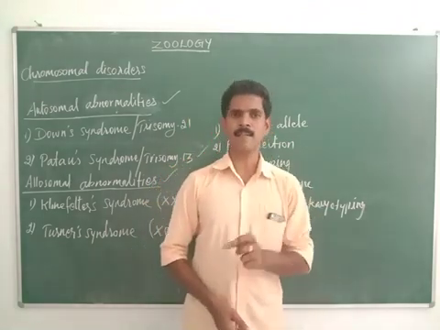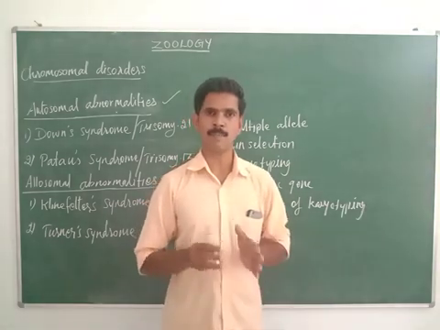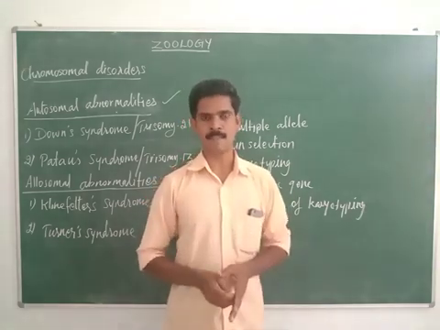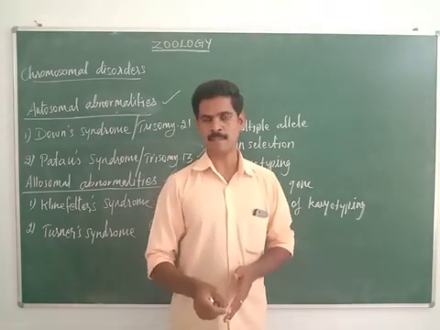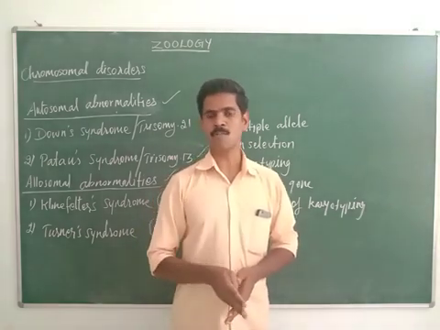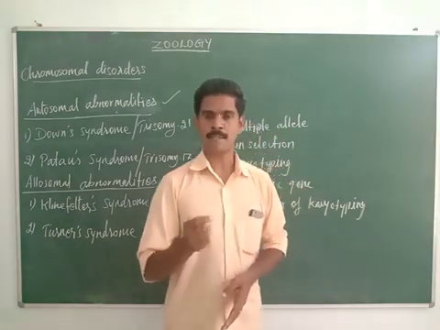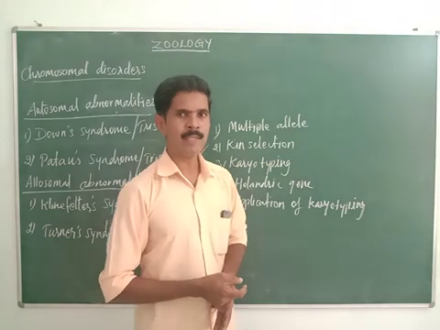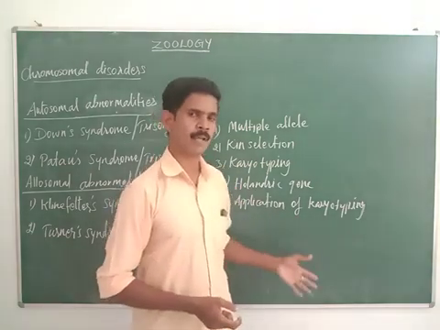Then the next one. This karyotyping technique is used to understand the evolutionary relationship between the species. This is the 4th use. And the last one is that this karyotyping technique is used to identify genetic diseases. So once again I repeat all the 5 uses of this karyotyping technique.